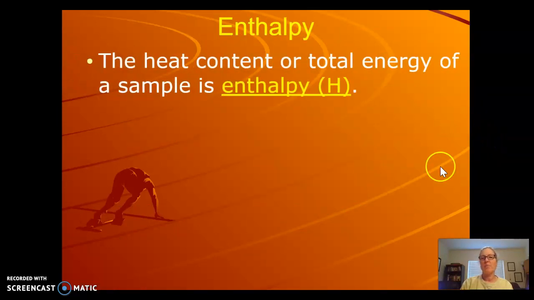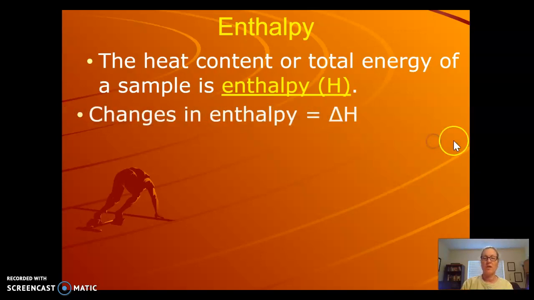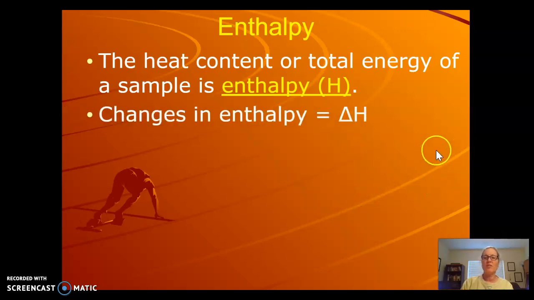Now, what we're really talking about in these heat changes is changes in something called enthalpy. Now, enthalpy is related to energy quite closely. It's the total energy content of a sample, has to do with the particles, the way that they're behaving, and it has the letter H in chemistry. So when we talk about changes in this enthalpy, we talk about something called delta or triangle H.